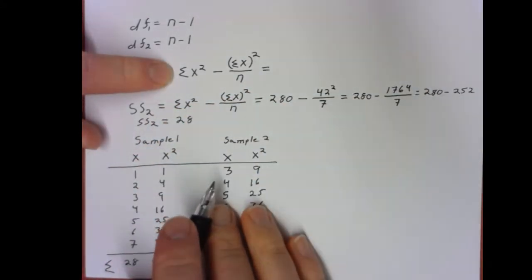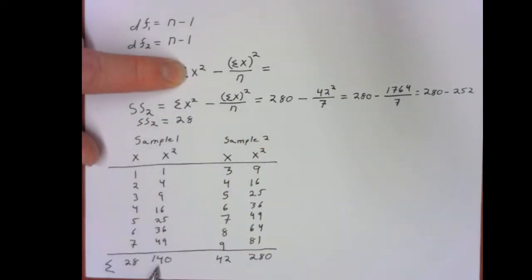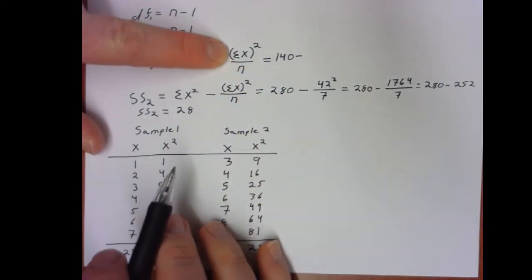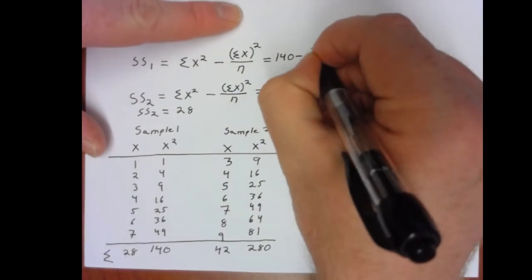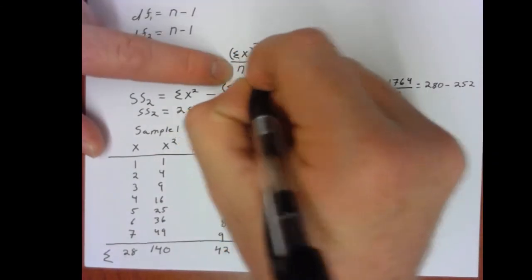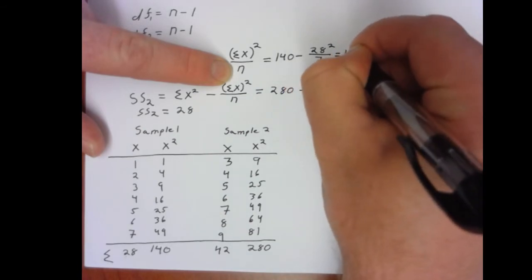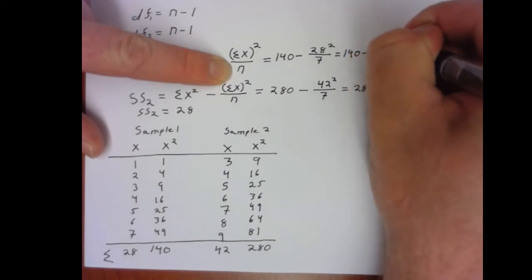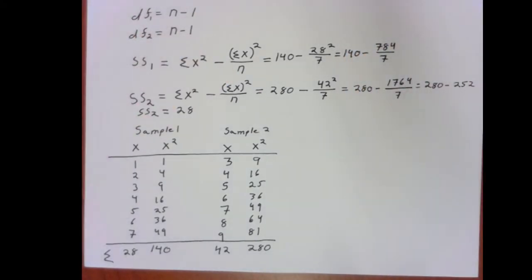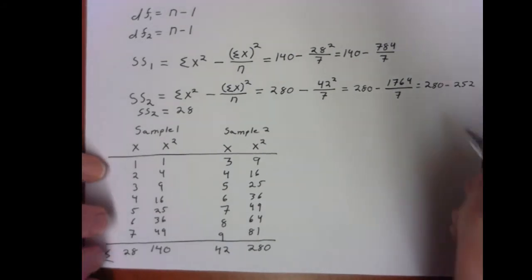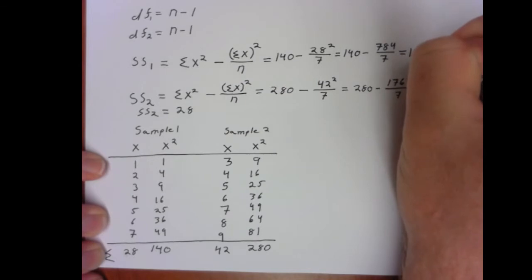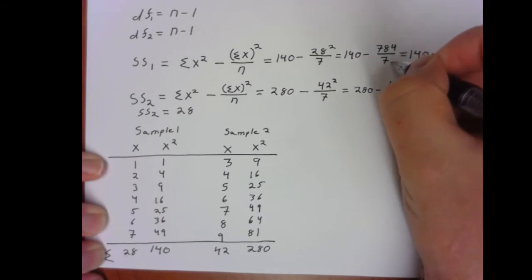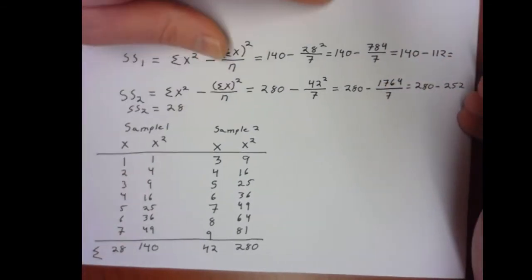Now we would start plugging in numbers here. We need the sum of the squared scores, which would be 140, minus the sum of scores squared, which would be 28 squared, divided by the number of scores in our sample, 7. So 140 minus 28 squared, which comes to 784, divided by 7. Then, taking it one step at a time, would be 140 minus 112, which is the quotient of 784 divided by 7, to get us a grand total of 28 again.